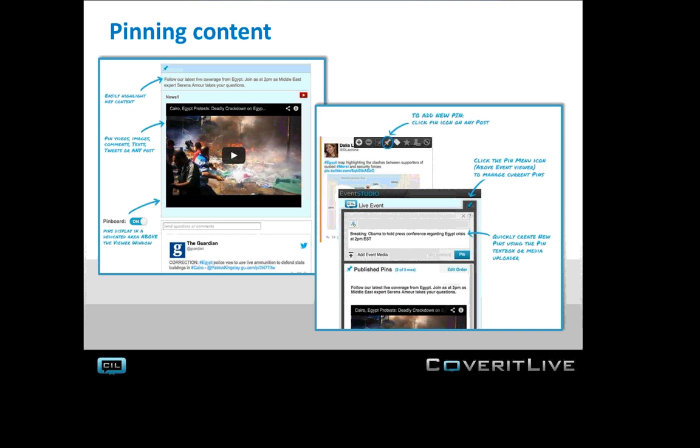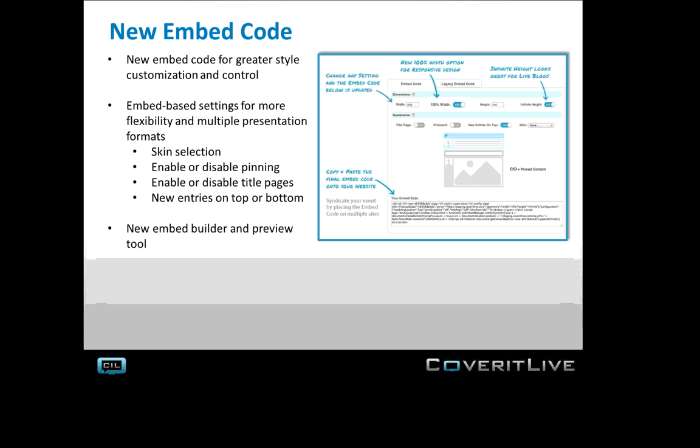So now jumping back in, we'll talk about the new embed, which I mentioned just a minute ago. The new embed code gives you a lot of flexibility for how you display events and streams on your site, and it gives you a great deal of control over your mobile and responsive use of CoveritLive as well. The new embed code provides a number of new features, including the ability to have flexible width or percentage width, to have an infinite height, so that way the event continues to add content into the page without having a scroll bar, and for you to control exactly how your pinning layout looks with using the pin board or not, and some other key flexible features, like whether or not you want to apply a skin, whether you want your new entries in the top or the bottom, and whether you want to use the title page.